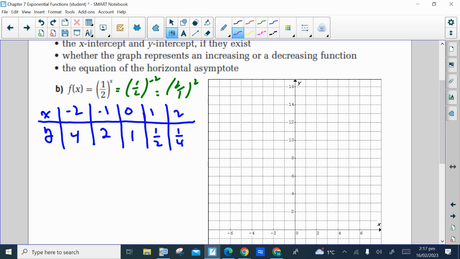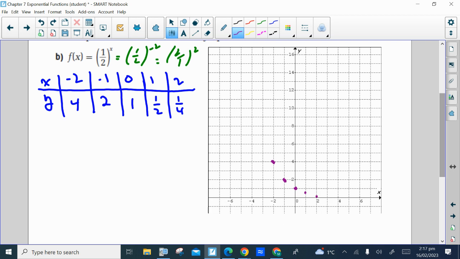So when we plot these points, we've got the point negative 2, 4, negative 1 comma 2, 0 comma 1, 1 comma a half, 2 comma a quarter. Once again, the x-axis will be a horizontal asymptote. As x gets larger and larger, for example, when x is 3, 1 half all cubed would be 1/8, and then 1/16, and then 1/32, and so on. The values of y will continue to decrease, but they'll always be positive.